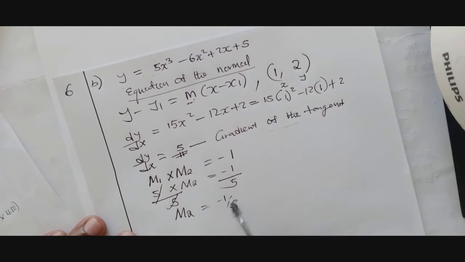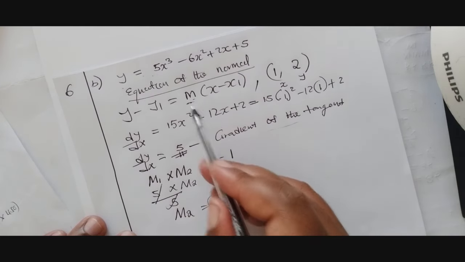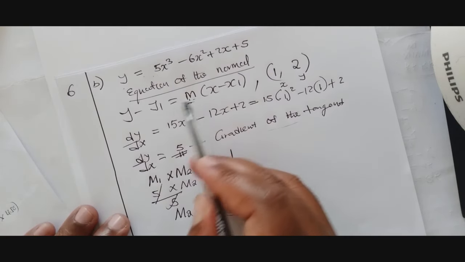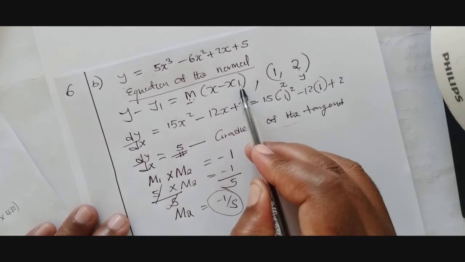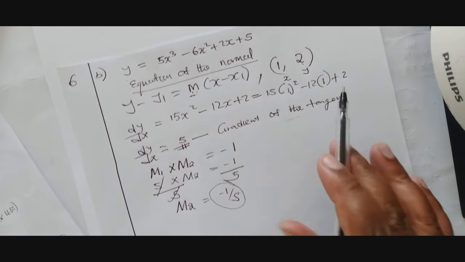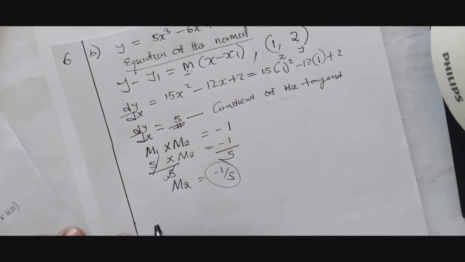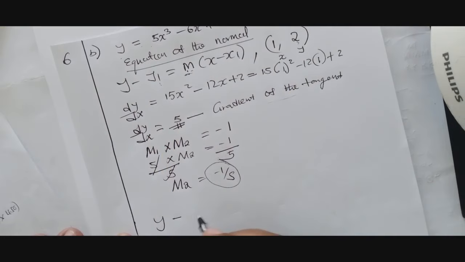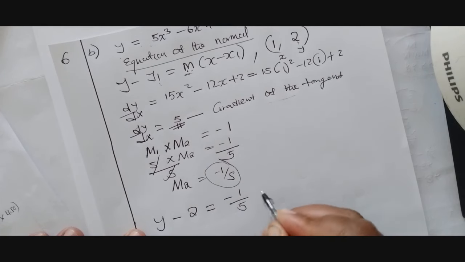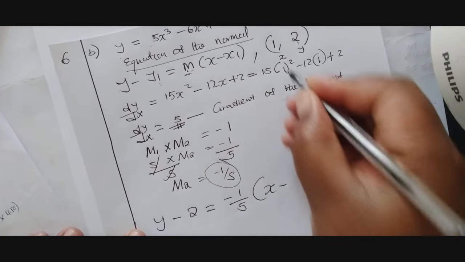Now, because we have the gradient, you put it here where there is m. Our y1 will be 2, x1 will be 1, which will give us the equation. So we'll say, the equation now is y minus y1. What is our y here? It is 2. Is equal to, what is our gradient? Negative 1 over 5. Open the bracket, x minus, what is our x1?